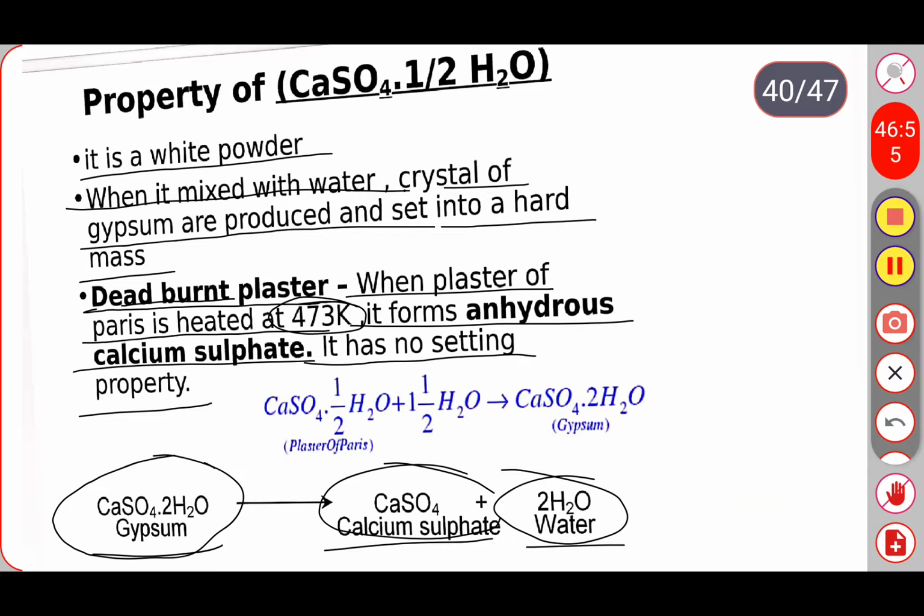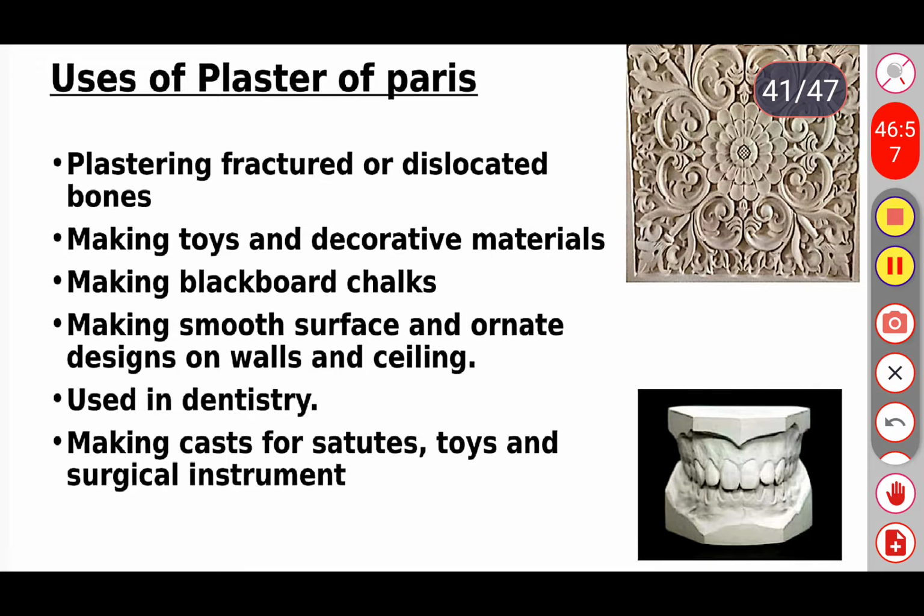POP is used in the making of toys, ceramics, and also it is used in the covering of the walls and roofs. For the making of designs on them, it is also used as a major component. In surgical bandages for setting fractured bones, we are using POPs. In the laboratories, for the making of airtight apparatus by sealing the gaps, we are also using POPs.